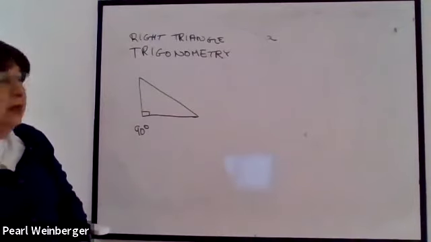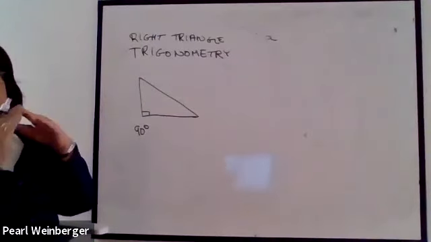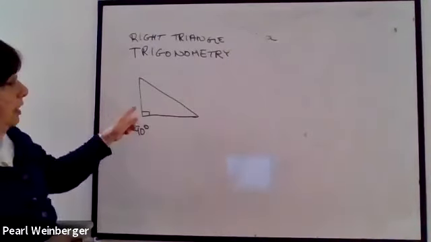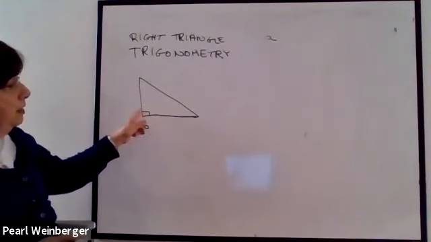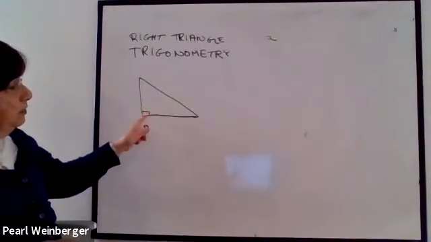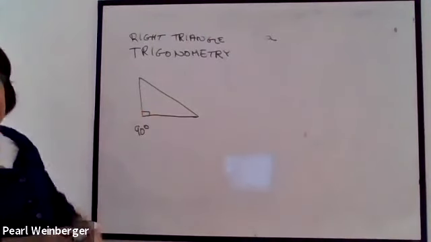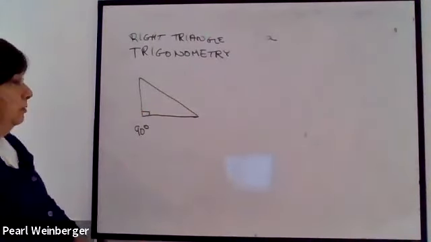Right angles are 90-degree angles. There's what we call a square corner. And usually if we want to indicate in a triangle that we have this kind of square corner, we just put a little square there so you understand that that is the right angle.